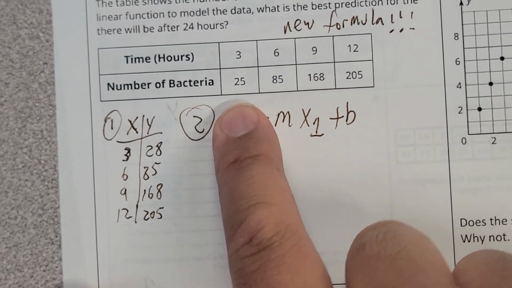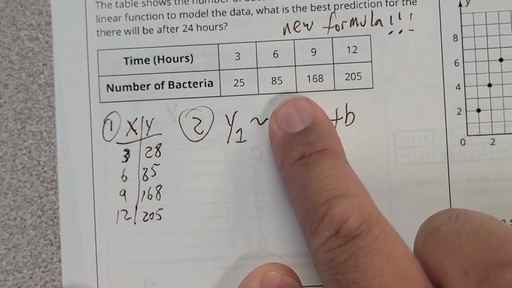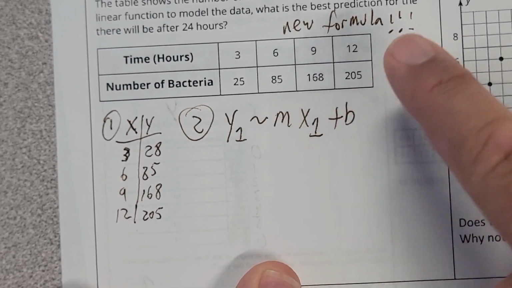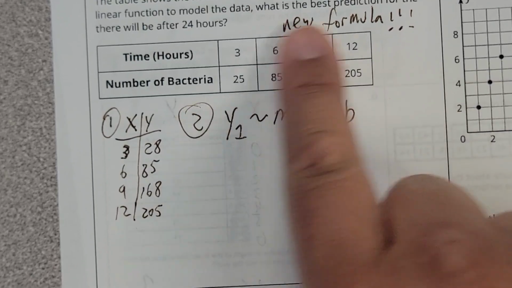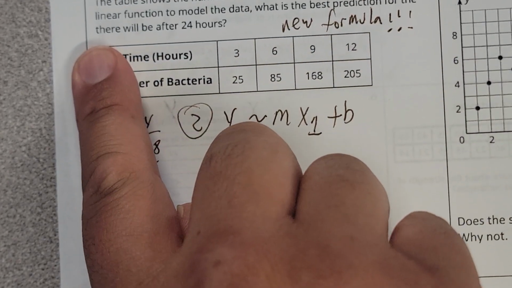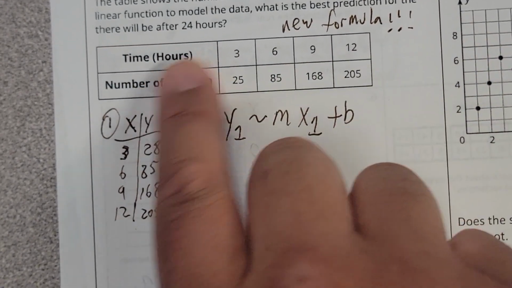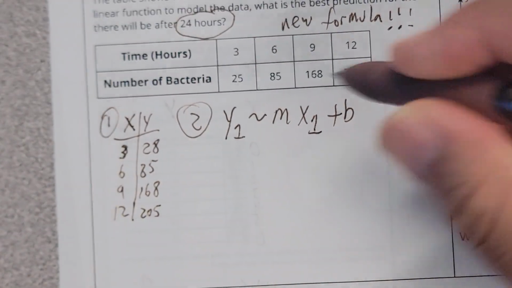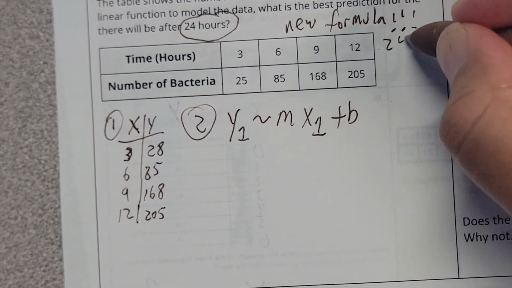So at 3 hours, I had 25 bacteria. At 6, I had 85. At 9, I had 168. At 12, I had 205. Which best predicts... this is worded wrong, guys. Which is the best prediction for 24 hours? So I want 24 hours. I don't have a 24.